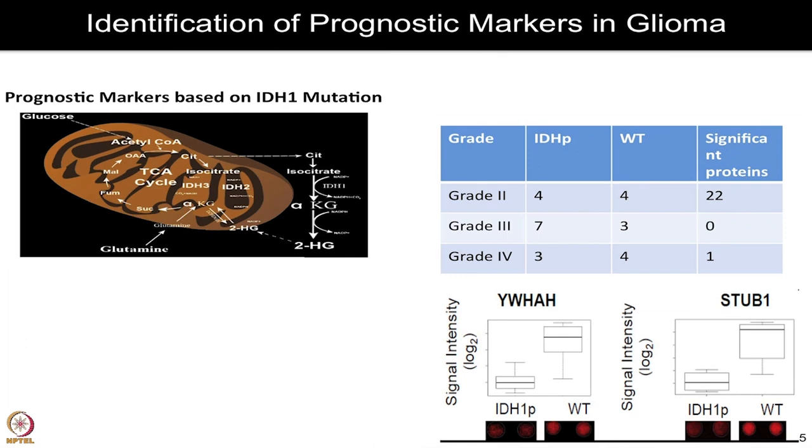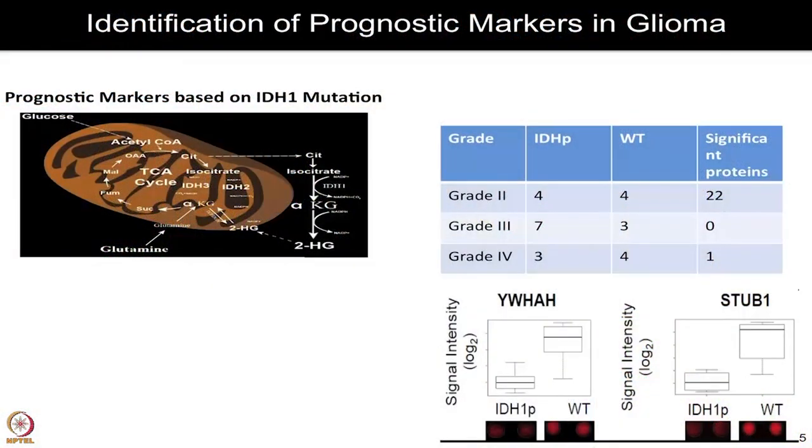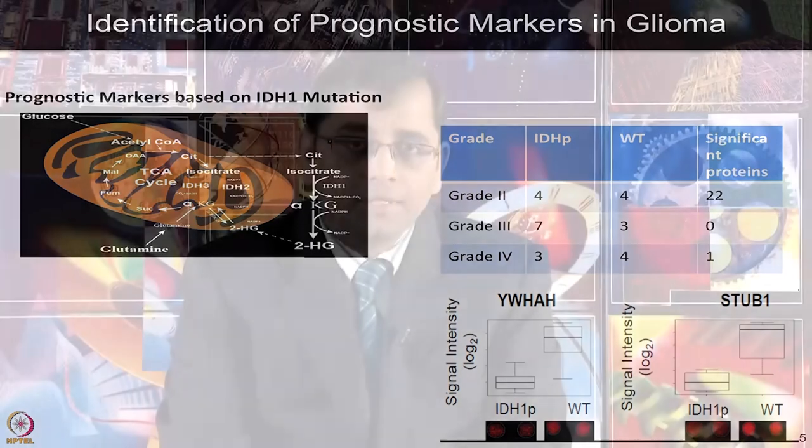So, the next investigation we wanted to do: we already have the data from individual patients from each slide. Can we now look at the effect of these mutations on these patients, and see whether there are interesting differences between the wild type and the mutant IDH population? All these patients were also sequenced for the IDH gene, and only the few patients for whom we could get confirmed sequence data for IDH mutation were taken forward for analysis based on the protein array autoantibody screening. In this case we could identify almost 22 proteins, but two proteins which looked very interesting were YWHAH and STUB1.